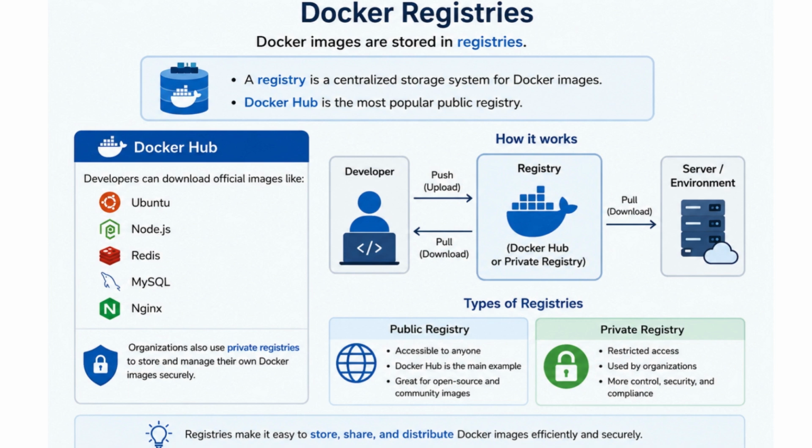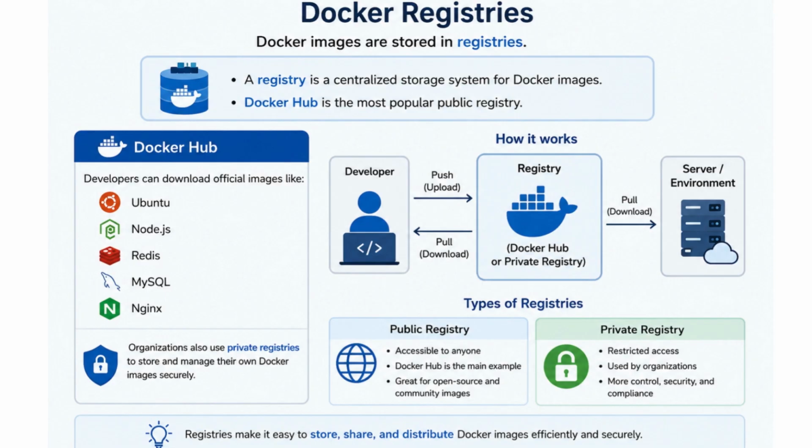The most popular public registry is Docker Hub, where developers can access thousands of official and community-maintained images. Popular images available on Docker Hub include Ubuntu, Node.js, Redis, MySQL, and Nginx. These ready-to-use images help developers save time and accelerate application deployment.